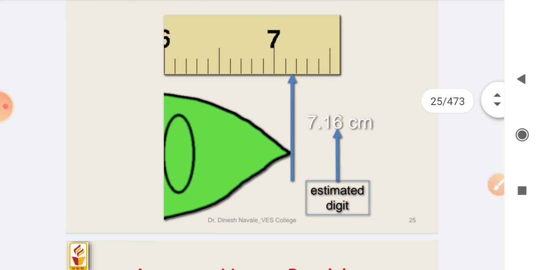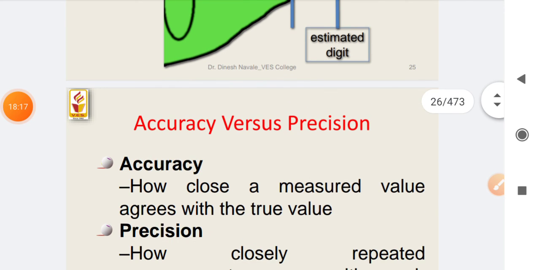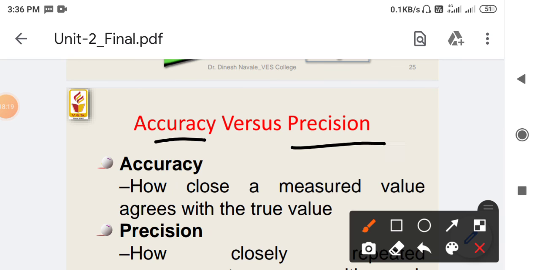So the next point is accuracy and precision. We'll see that in the next lecture.